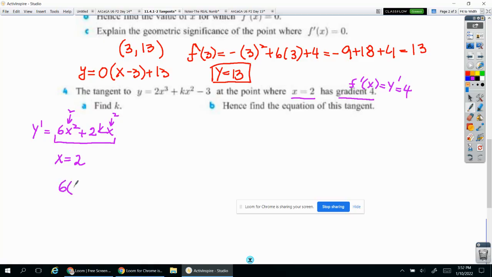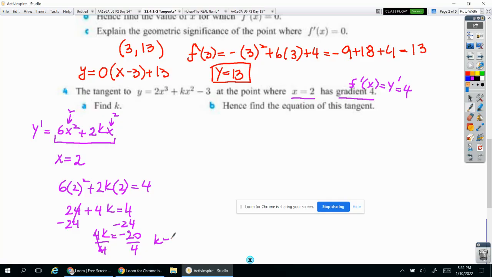So 6 times 2 squared plus 2k times 2, all of that equals 4. So 6 times 2 squared is 6 times 4, which is 24, plus 2 times 2 is 4, so 4k equals 4. Now we want to solve for k, so I'm going to subtract 24 from both sides. And I have 4k equals negative 20. Now we divide by 4, and we have that k is negative 5.